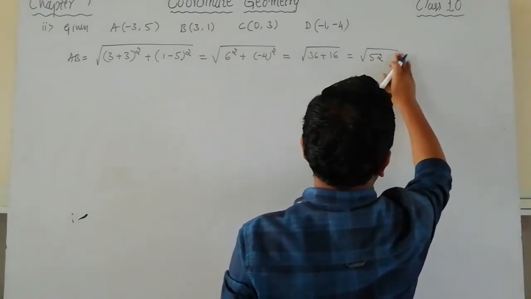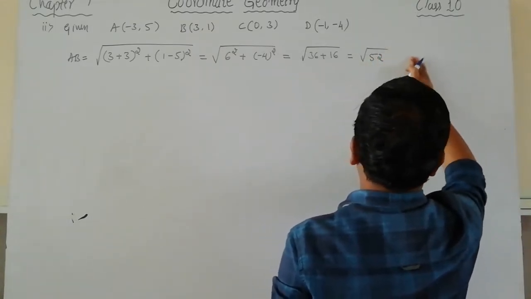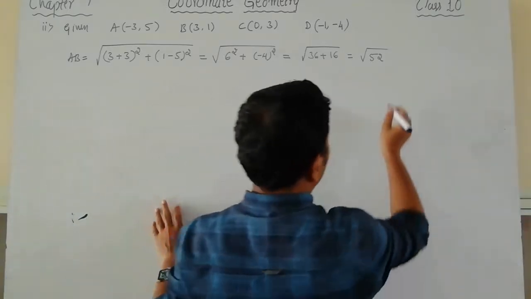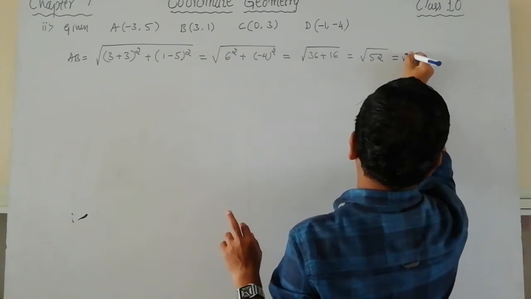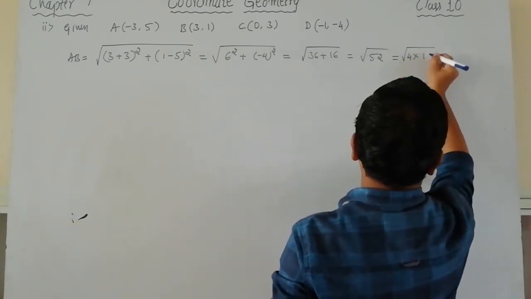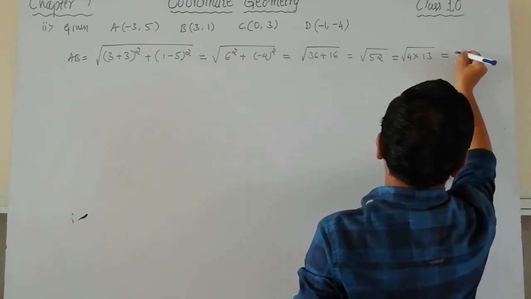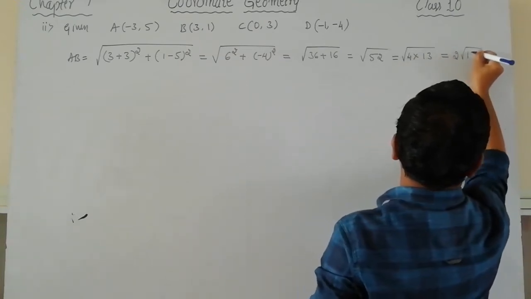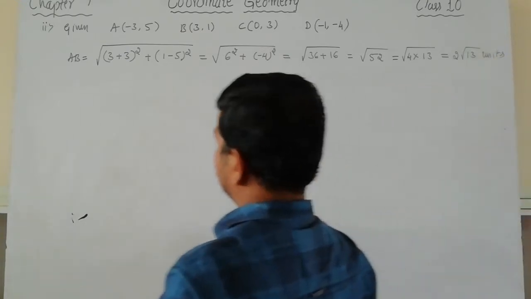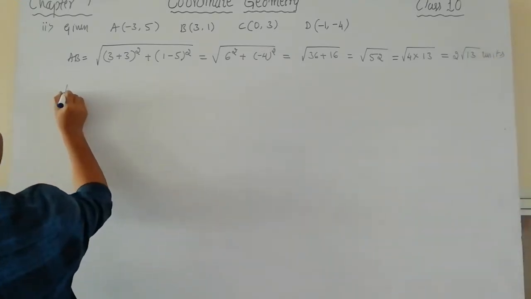Okay, so now let us try to express this one as a product of perfect squares. It will be possible. So by using this, it can be written as 4 into 13, 4 ones are 4 and 4 threes are 12. So that's why we can write this one as 2 root 13 units. Okay, 2 root 13 units. In the same sense, in the next line I am going to calculate BC.